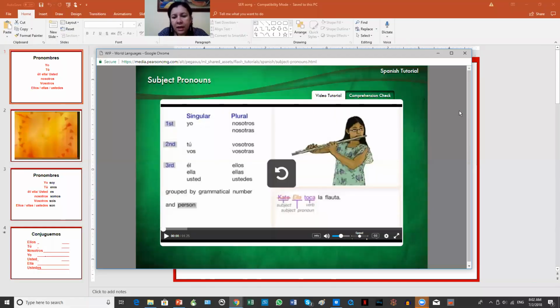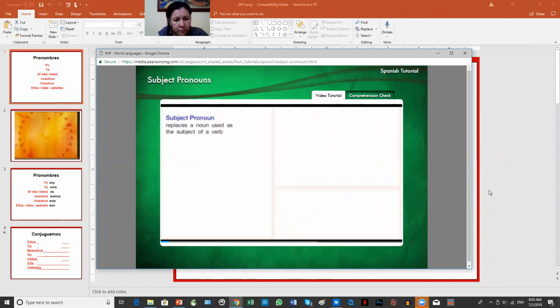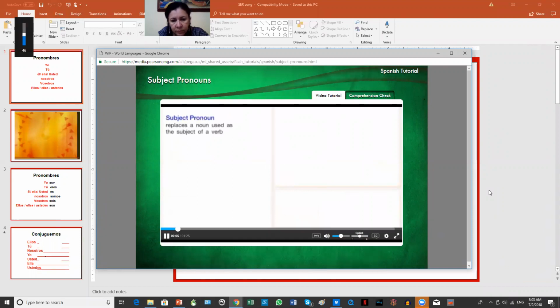Ok, continuamos entonces con este tutorial. We have a tutorial that is going to help you a lot with understanding subject pronouns. Here we go. As you probably remember, a pronoun is used in place of a noun. So a subject pronoun replaces a noun used as the subject of a verb.